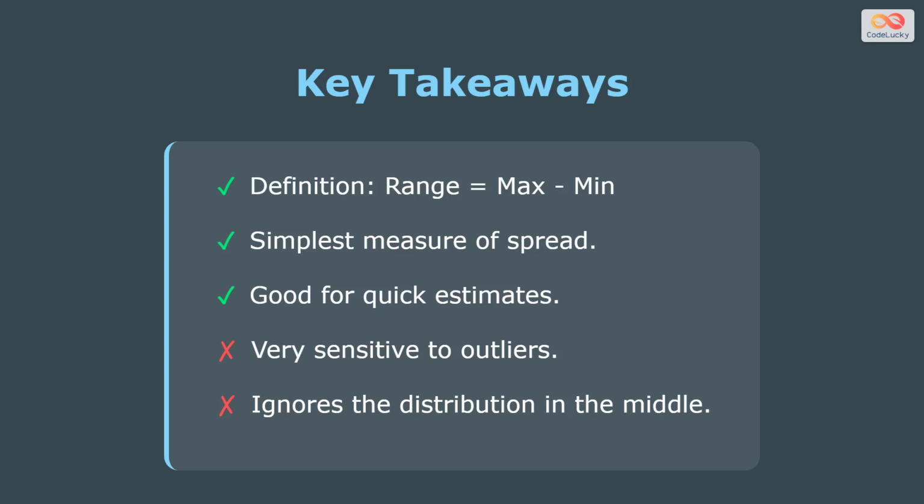To summarize, range is the maximum minus the minimum. It is the simplest measure of spread and is good for quick estimates. However, be careful using it if your data has outliers, as it can be misleading because it ignores how the data is distributed between the extremes.